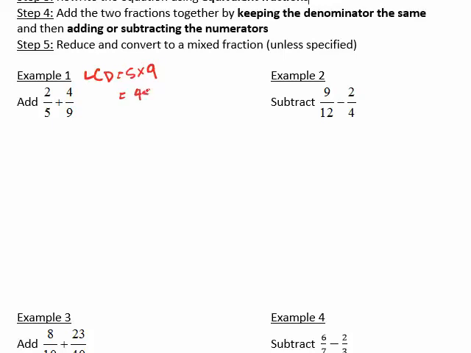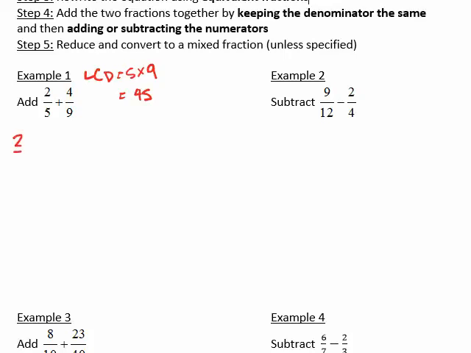5 times 9 is 45. And that's not an even number, so we can't divide by 2. The 5 is a prime number, and 9 has factors of 3, so you can't really reduce that anymore. So our lowest common denominator will be 45.